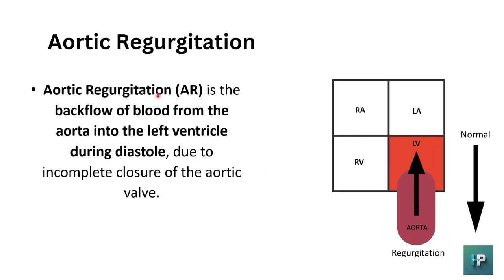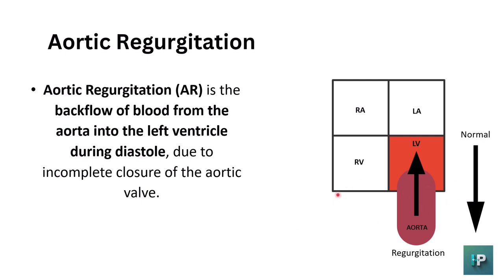Then aortic regurgitation. Here the aortic regurgitation is the backward flow of blood from aorta into the left ventricle. It's due to an incomplete closure of the aortic valve.